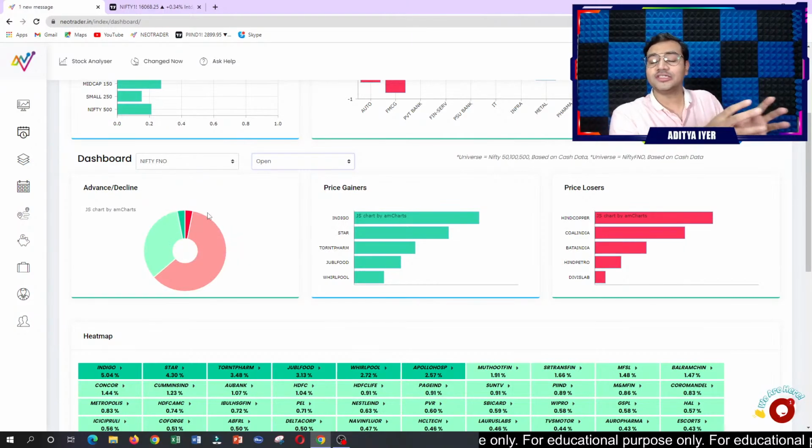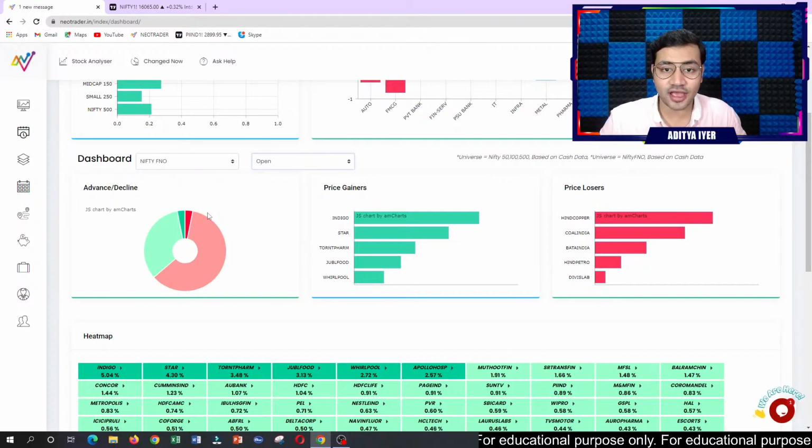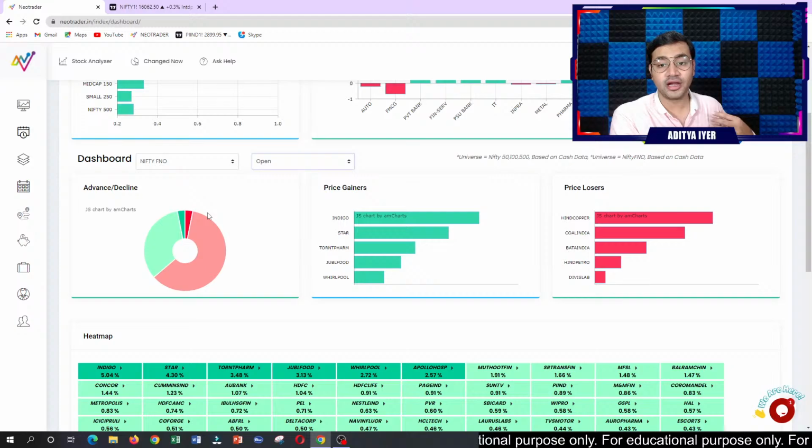So what does this indicate? It indicates that maybe a few stocks gapped up, but the moment these stocks opened higher, we've seen some profit booking in them. Now, why is that happening? Because as I discussed yesterday evening, and showed you many different data points that we analyze, the overall trend in the market is still on the negative side. The longer trend in the market is still bearish.